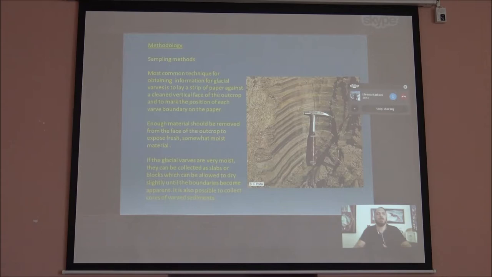The sampling methods. The most common technique for obtaining information from glacial varves is to lay a strip of tape against the clean vertical face of the outcrop and to mark the position of each varve boundary on the paper. As much material should be removed from the face of the outcrop as needed to expose less weathered material. If the glacial varves are very moist, they can be collected as slabs or blocks, which can be allowed to dry until the boundaries become apparent. It is also possible to collect cores of varve sediments. This is how varves are seen in the field.